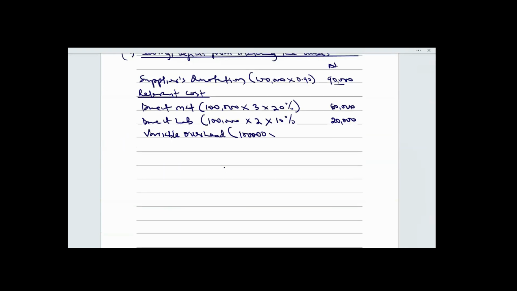So multiply 0.5, 50 kobo, by 10%. The examiner has told us to reduce to 10%. This should be 5,000 naira. So add it up, no other cost again. This is 85,000. This represents the total relevant cost. This one is A, this is B. If A is greater than B, then your decision should be that the company should make the tube. So I would then say decision.